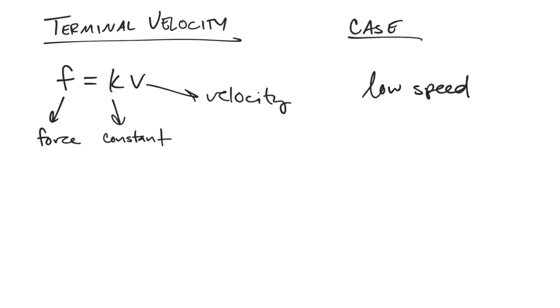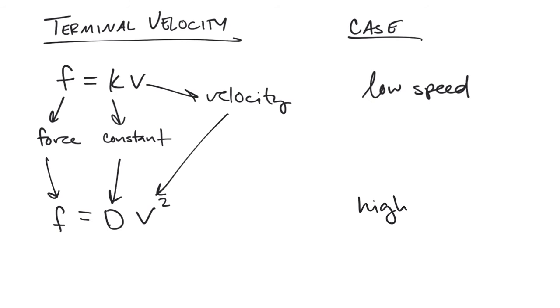Now this case only applies if the object is going at low speed. There's a second case that says the force equals D, that's the constant for this equation, times velocity squared. Over the course of the fall, as the speed changes, it actually is modeled better by this equation, and this happens at high speed. Usually this top one is called resistance, like air resistance, and this bottom one is called drag, air drag. So let's go look at this in a free body diagram.